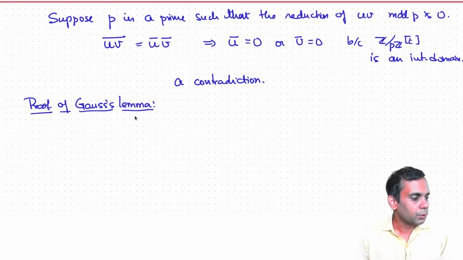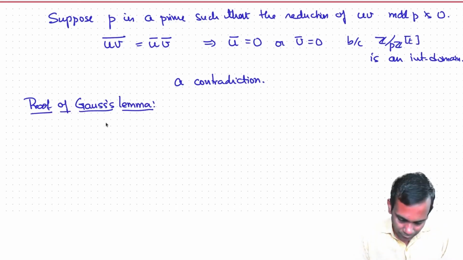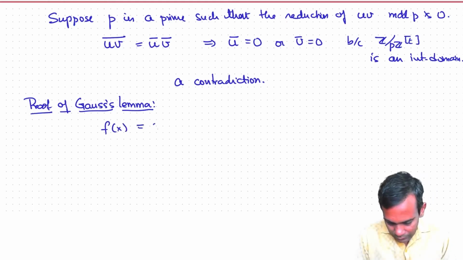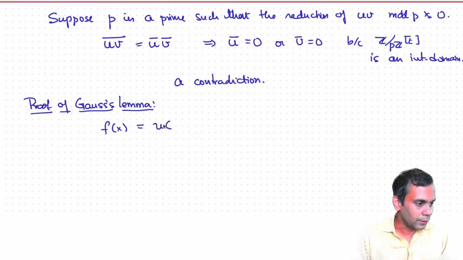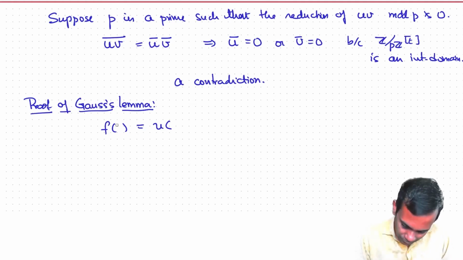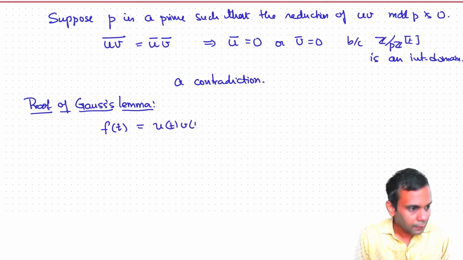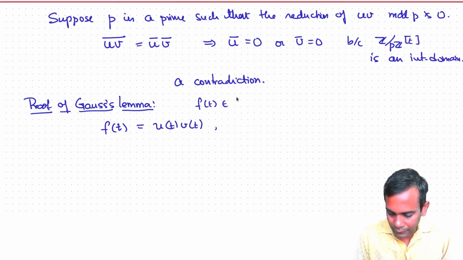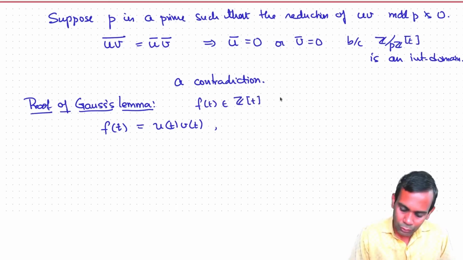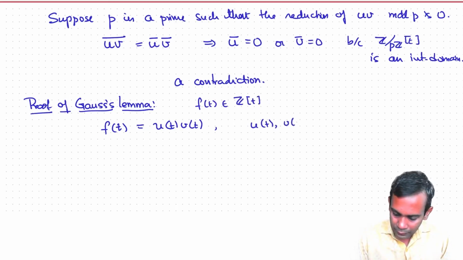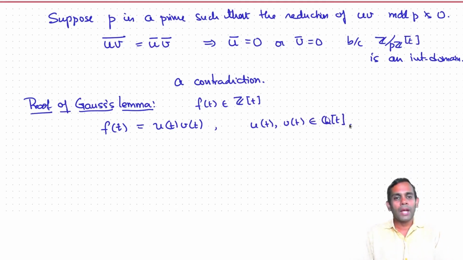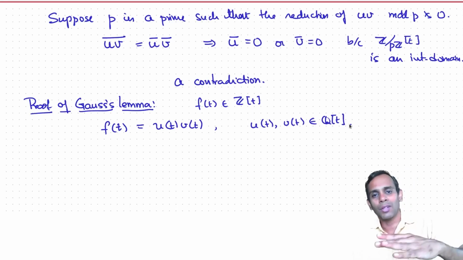Okay, so suppose we have f(x) = f(t) = u(t)v(t), where f(t) is in Z[t], as per the hypothesis, has integer coefficients, and u(t), v(t) have rational coefficients. Now if you have a polynomial with rational coefficients, you can clear out the denominators of all its coefficients and get a polynomial with integer coefficients.